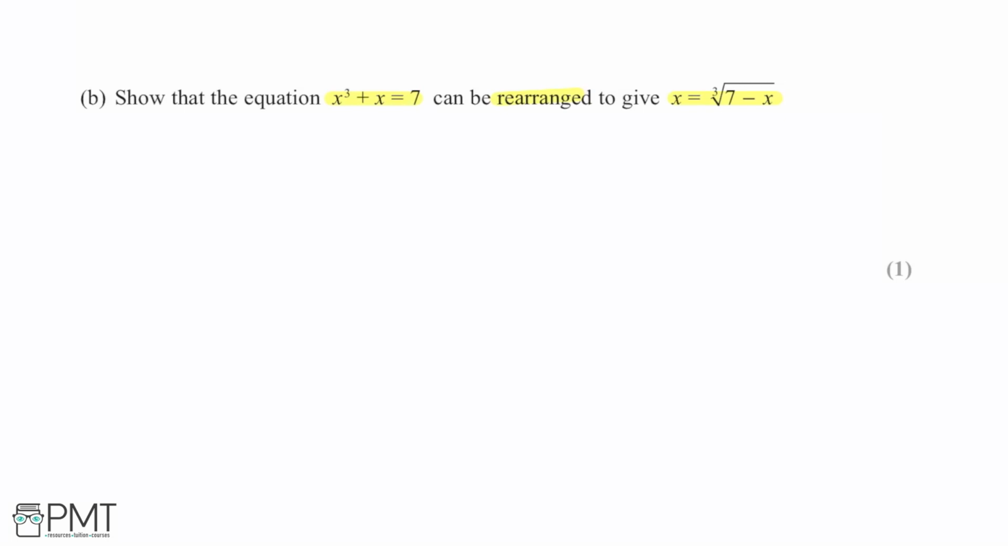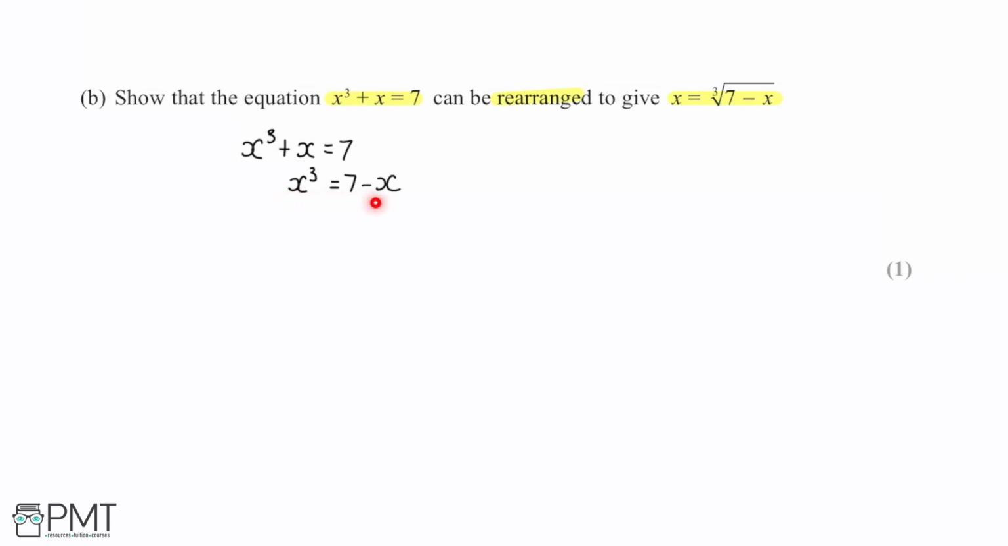So if we can get some expression equal to x cubed, when we find the cubed root of it, we're going to have x equals something. So taking this expression, x cubed plus x is equal to 7. If we subtract x from both sides, we're left with x cubed is equal to 7 minus x. And this is looking familiar here because we have the 7 minus x under the cubed root sign.